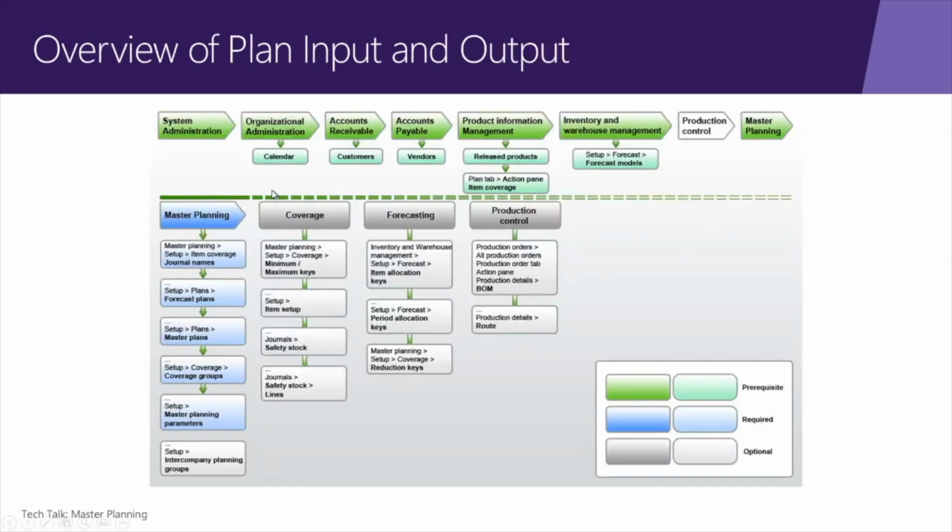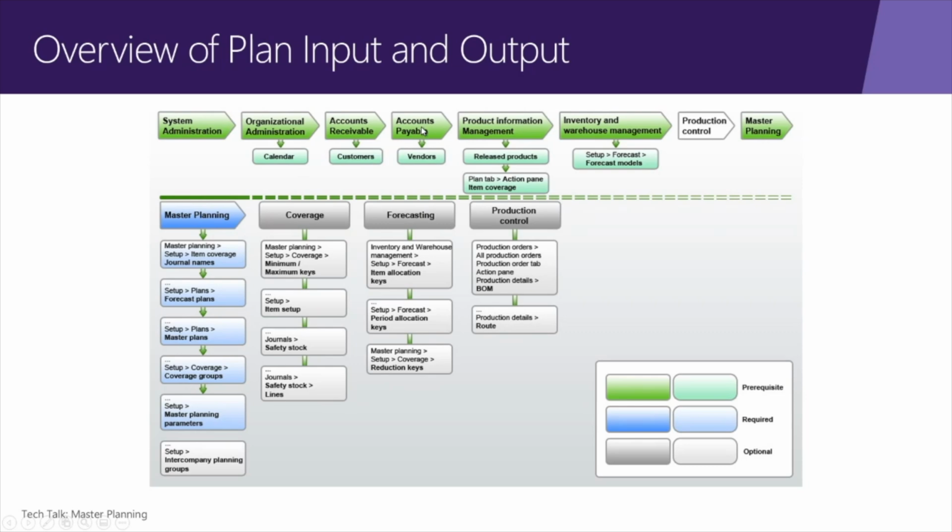This diagram here shows the various things you will have to set up. What are the prerequisites? What are some of the required things, and what are some of the optional things? So from a prerequisite standpoint, we need calendars for our resources, our warehouses, our production facilities set up, so master planning would know exactly when we are operating, when we are not. We need to make sure our accounts receivable module is fully set up. That's where our customers live.